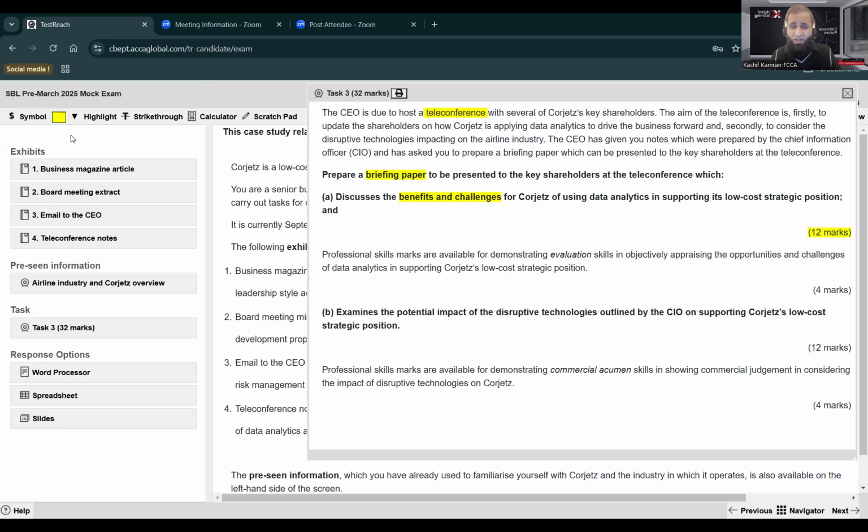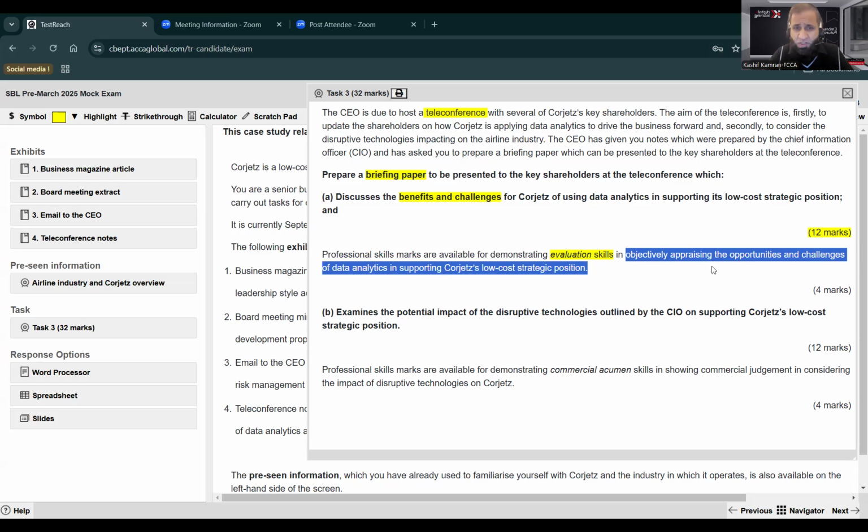So we can write 3 benefits and 3 challenges, or we can write 4 benefits and 2 challenges, whichever equation suits you. But the better equation is 3 and 3. So you write 3 benefits and 3 challenges for a 12 marks answer. Professional marks are available for demonstrating the evaluation skill. So you need to exercise the evaluation skill in objectively appraising the opportunities and challenges of data analytics.